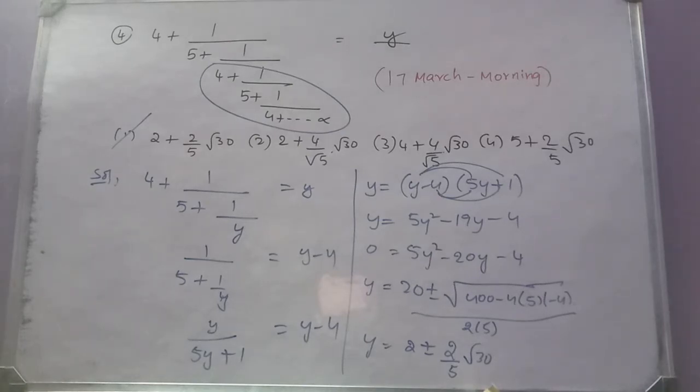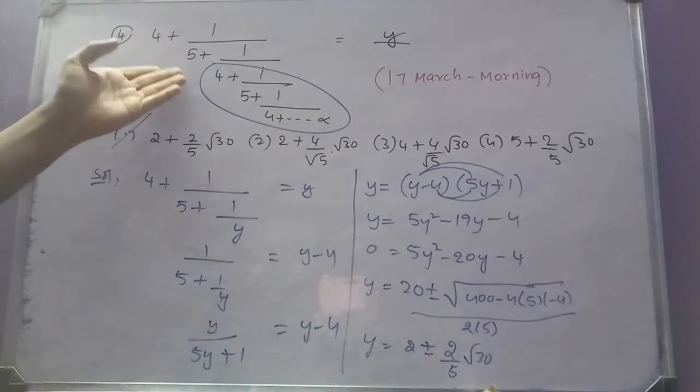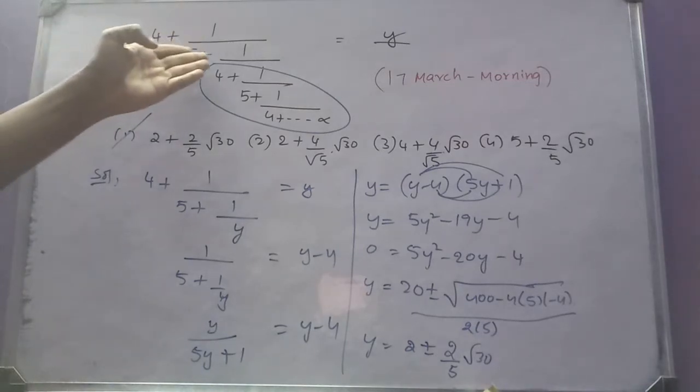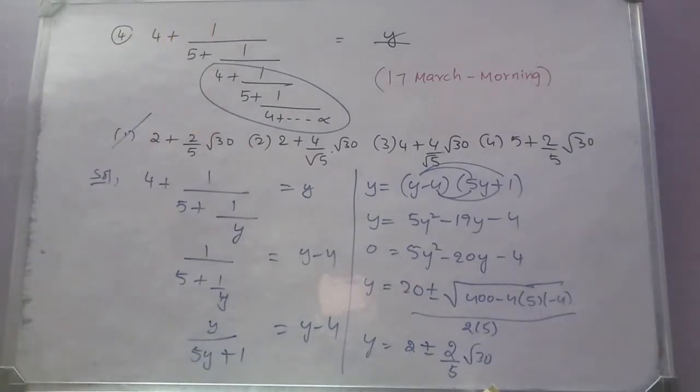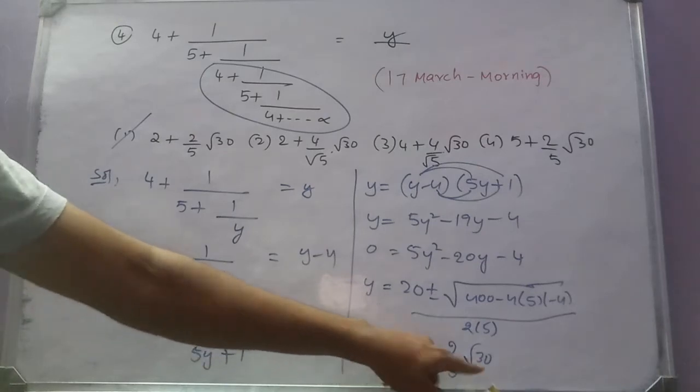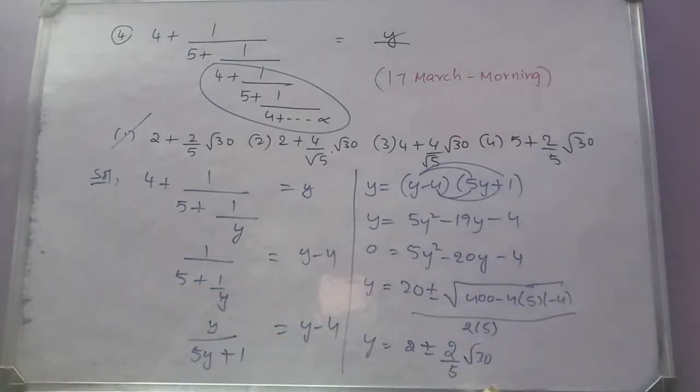But observe one thing. 2 minus 2 by 5 into root 30, if it is a negative value, it cannot be our answer. Because the LHS is clearly 4 plus 1 by 5 plus 1 by, it is clearly 4 plus something extra. 4 plus something cannot be negative, right? So you are not supposed to take 2 minus 2 by 5 into root 30 if it is negative. So check once whether it is positive or negative.